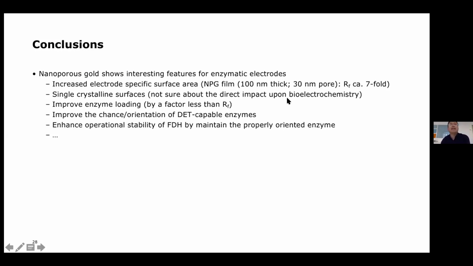What we can say is that the electrochemistry of some small redox molecules on nanoporous gold is faster than that on planar gold. This may be an interesting input here. Of course, with a larger surface area, nanoporous gold could improve the enzyme loading, but it doesn't really improve the loading by a very great factor. It's much less than the roughness factor of the electrode. Due to the 3D structure, we believe nanoporous gold could improve the possibility of orientation of a DET capable enzyme. And finally, I showed you that on nanoporous gold it could increase the operational stability of the enzyme.